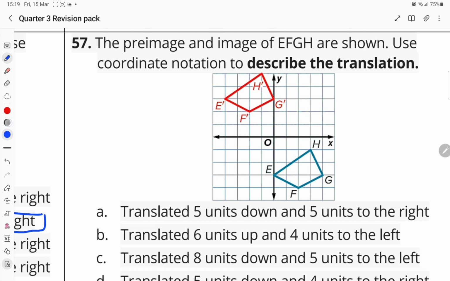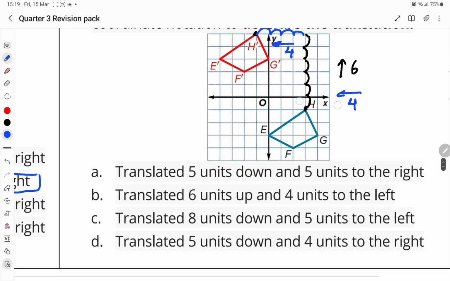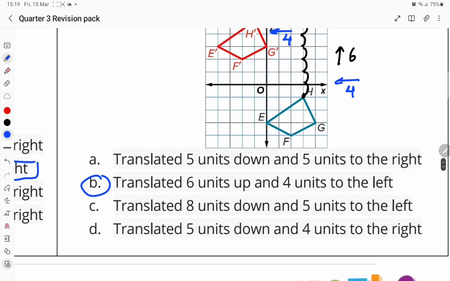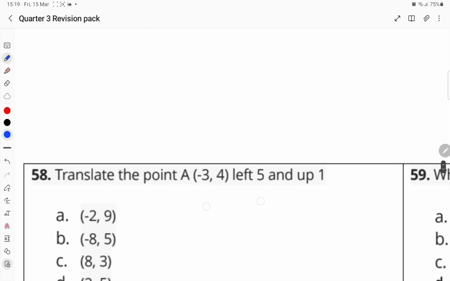From H to H prime. Count together: 1, 2, 3, 4, 5, 6. So I went up 6 steps. And how many steps to the left? 1, 2, 3, 4. I went 4 to the left. So 6 up and 4 to the left. Which one? Yes, B. Very good.